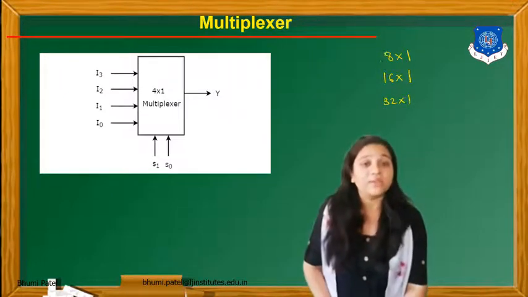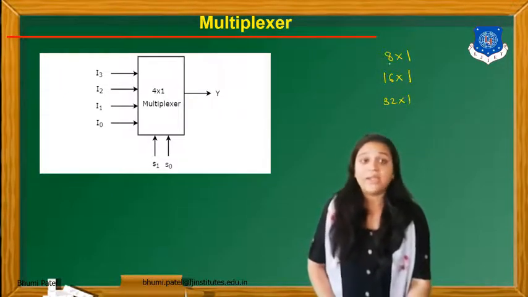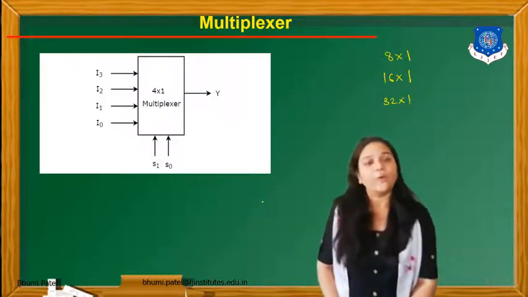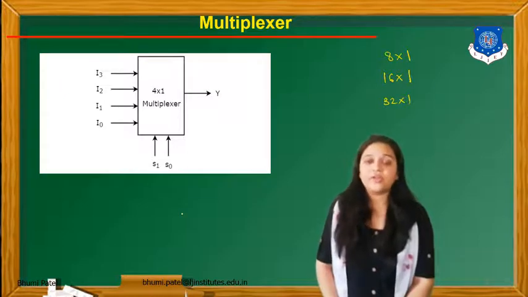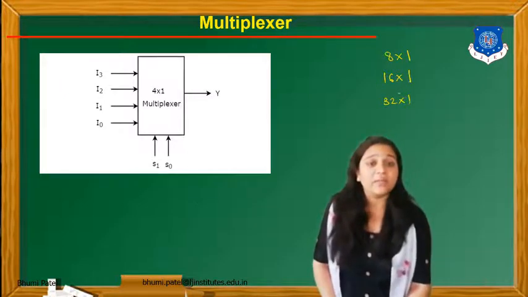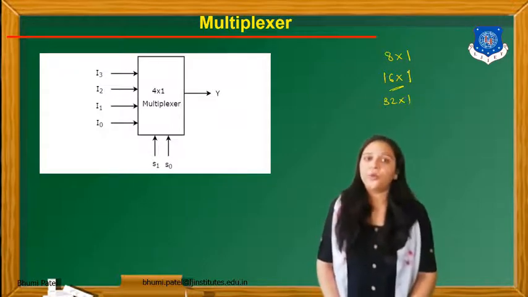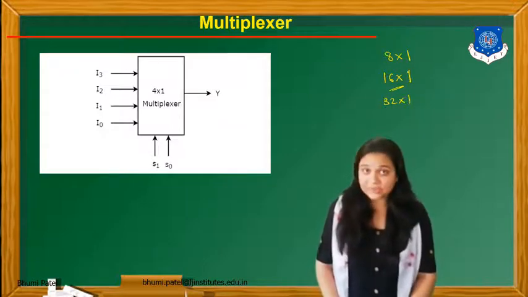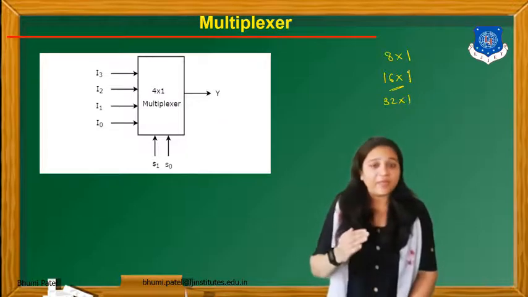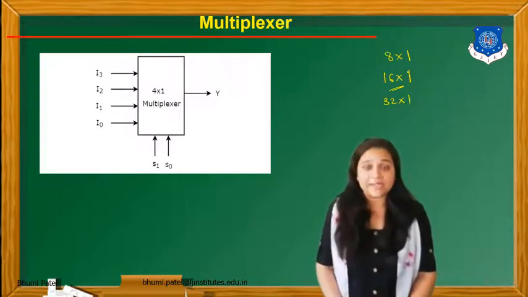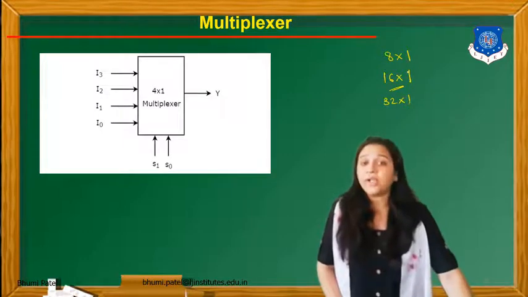If we draw the 8 cross 1 multiplexer, it has 8 input lines, 1 output line and 3 selection lines. So the name indicates how many inputs and outputs are in the particular multiplexer. As you noted, every multiplexer has a different number of input lines, but only one output.